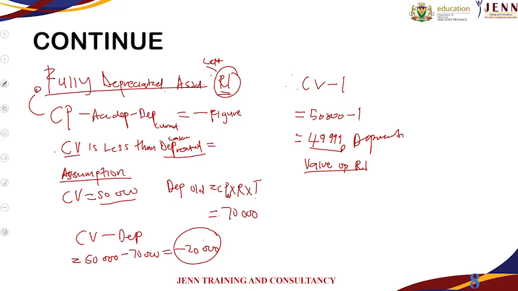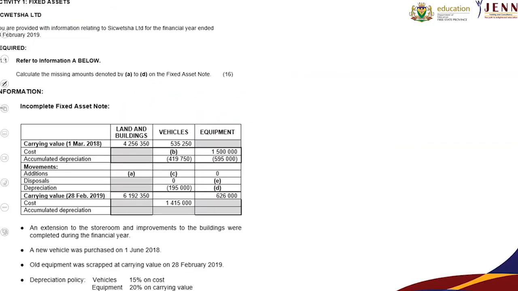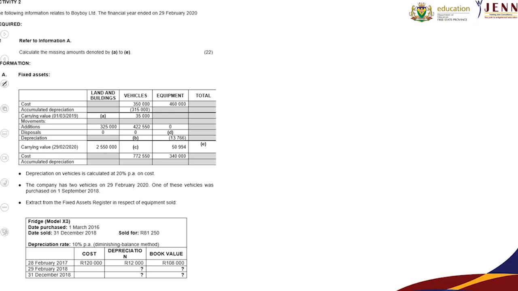How are we going to say that? If we go back here, we said carrying value minus depreciation. In this case, we have a carrying value of 50,000, and the depreciation we are going to allow is not the 70,000, we are allowing the 49,999. So we say 50,000 minus 49,999. Then what are we having here? We have 1. Now, so that I can explain this better, let's skip everything here and go to activity number 2.